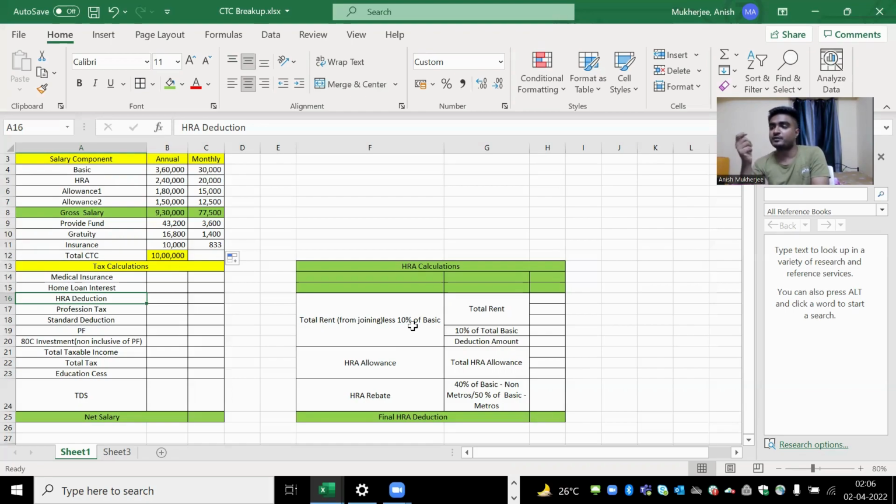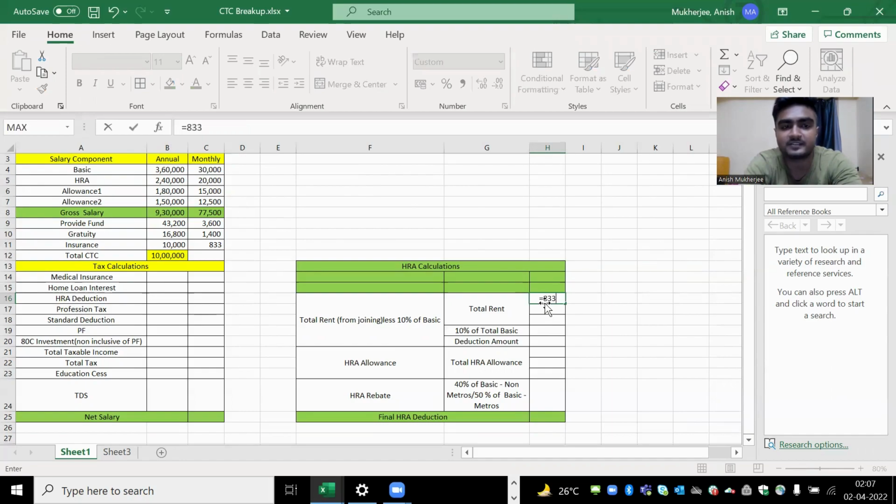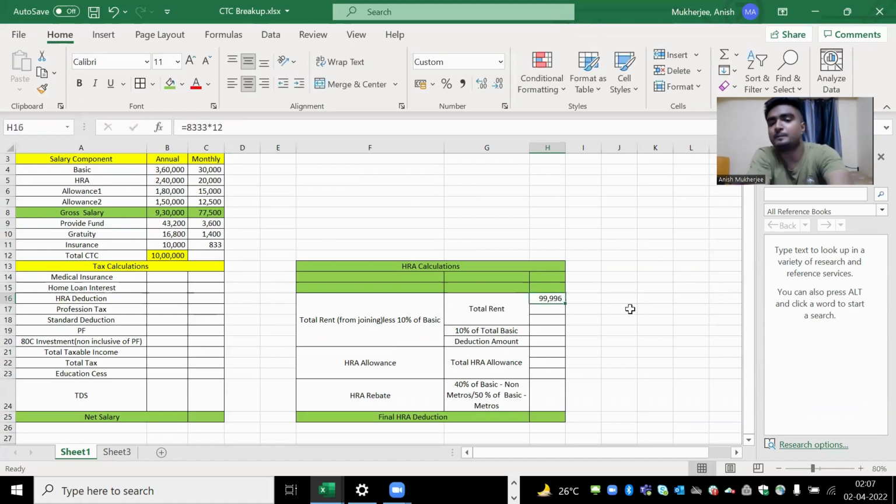Suppose you are paying 1 lakh in a year as rent, that will be calculated as a monthly rental receipt of 8,333 rupees per month. So if I'm calculating the total rent as 8,333 into 12, it is coming to about 1 lakh. Just for the ease of calculation, I've taken the number as 8,333.